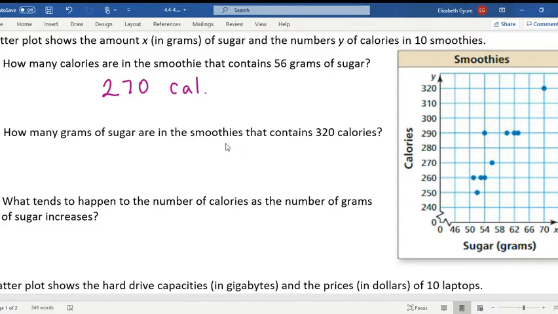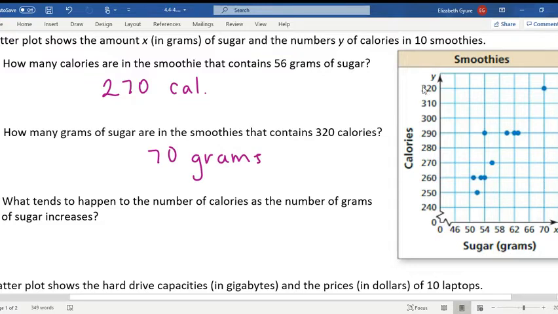How many grams of sugar are in the smoothie that contains 320 calories? So this one you go backwards, find 320 calories, and then go down and over. Asia? 70 grams. Yeah, 270 is right here. Go over. I'm sorry, I read the number wrong. 320 is up here. Go over, and then down, that's where they're seeing that 70. So 70 grams.